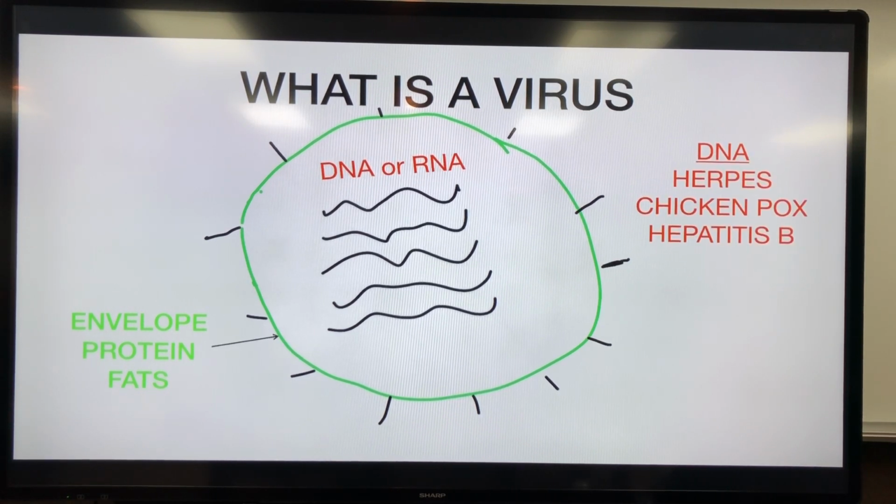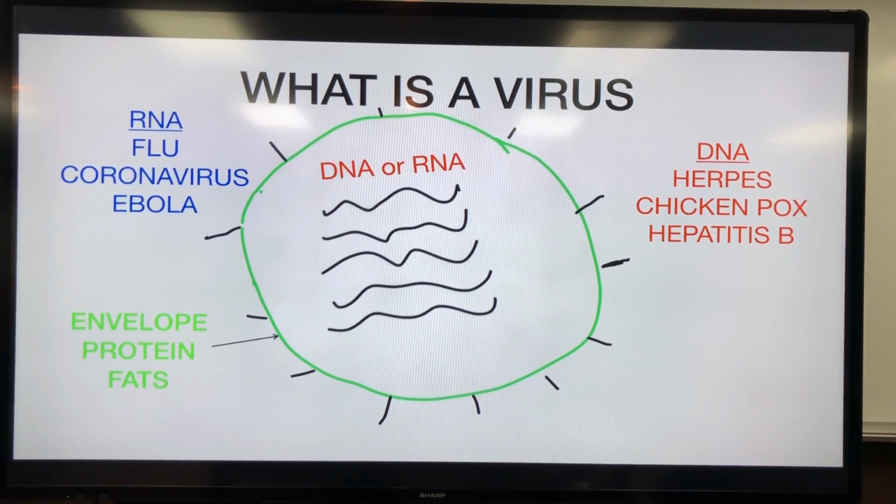Examples of DNA viruses are chickenpox and hepatitis B. A lot of y'all have had the hepatitis B vaccine. That's a DNA virus. The reason you don't get that one again is that DNA viruses don't change like RNA viruses do. RNA viruses are like flu, coronavirus, Ebola. They mutate a little bit more. The one we're talking about today, SARS-CoV-2, is a coronavirus.